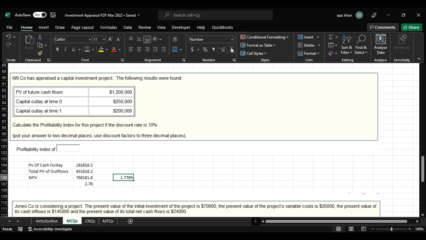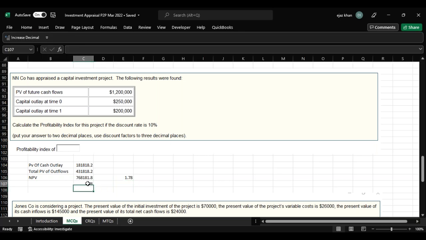Now, the difference between these two figures is that here we have just picked up the net present value, that is the surplus amount, and we have divided it by the investment. Whereas in this case, we haven't just picked the surplus amount, we have picked up the total present value of cash inflows. So that's why it is 2.78 times and it is 1.78 times. This shows the surplus, that is the NPV. And this tells us the total present value of cash inflows. That's the difference between the two.